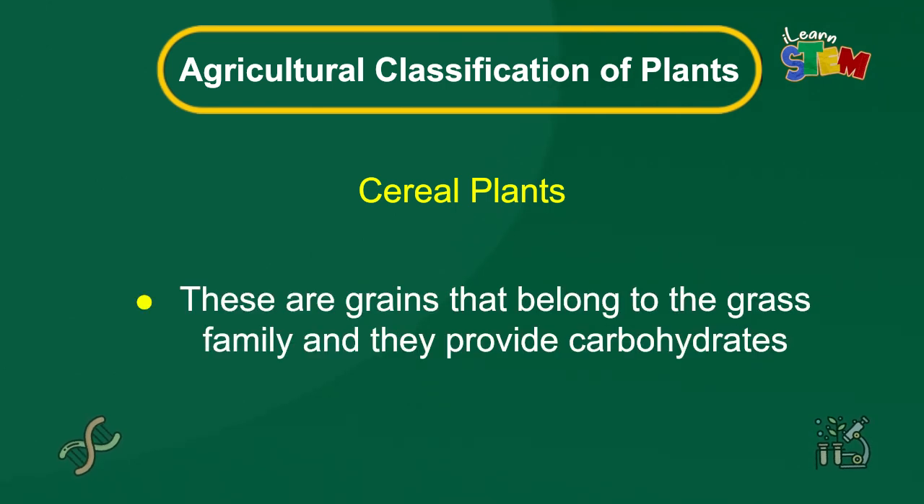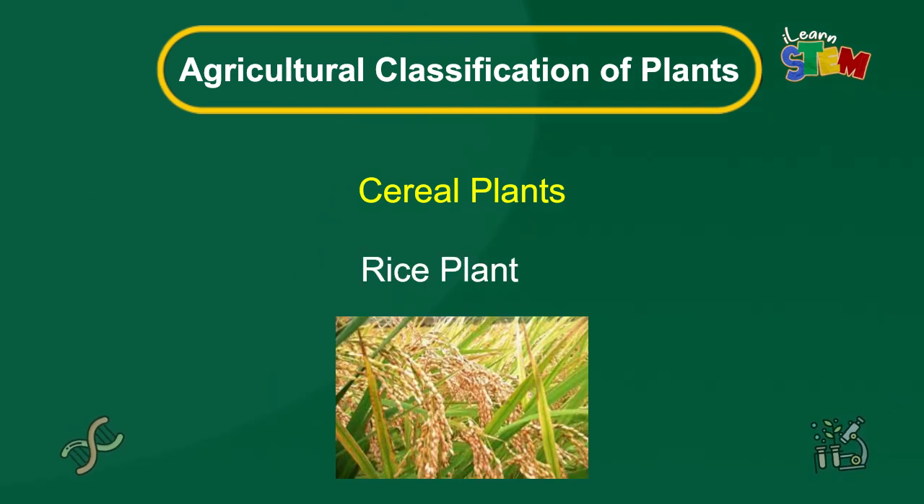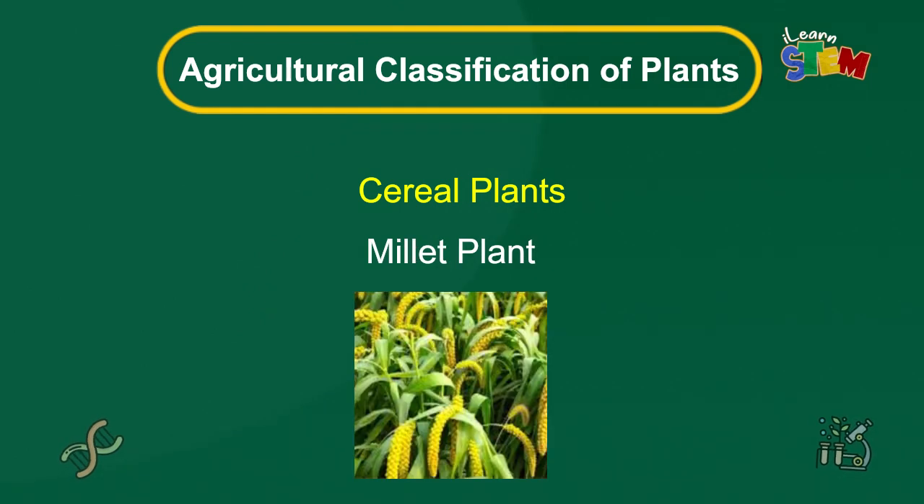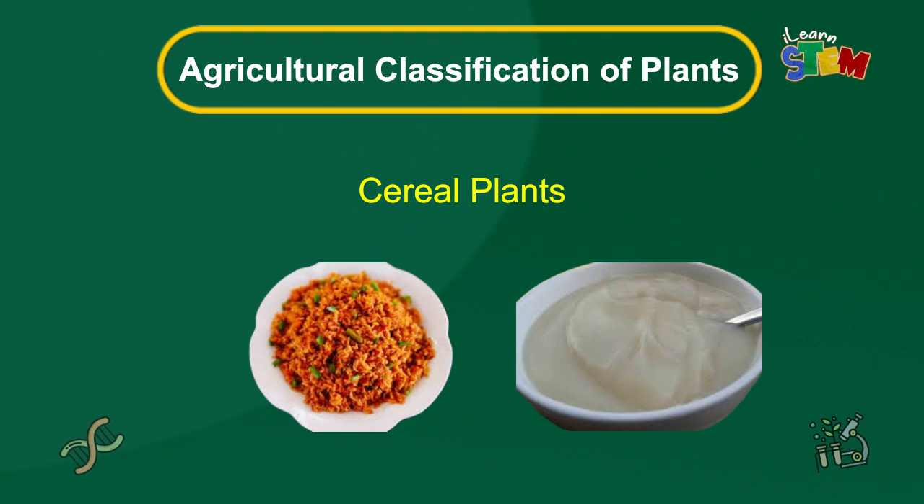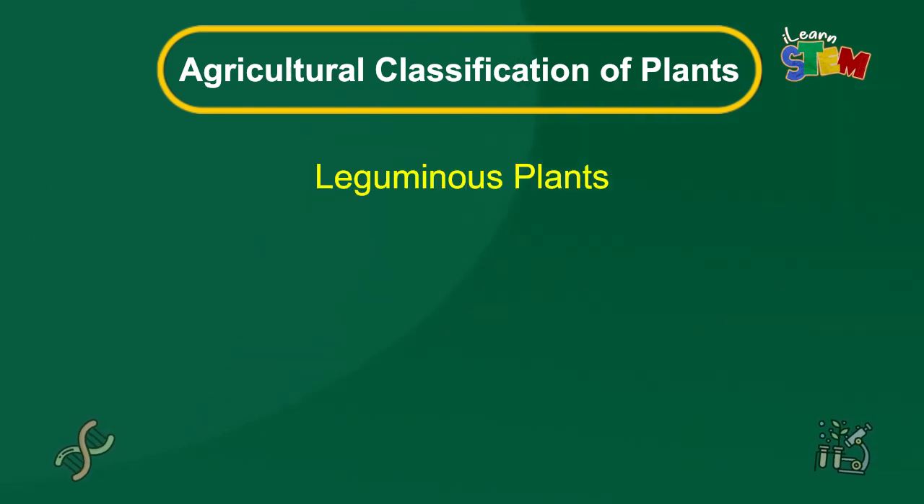Cereal plants are grains that belong to the grass family and they provide carbohydrates. Examples are rice, maize, millet, etc. Think about jollof rice or pap. These meals wouldn't exist without cereal plants like rice and maize. Next, we will look at leguminous plants.